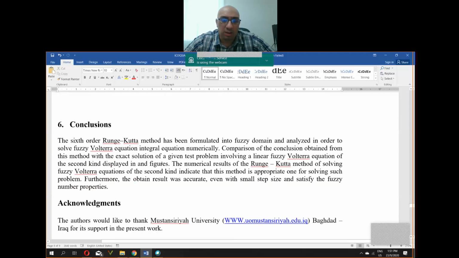The method has been successfully implemented and defuzzified under fuzzy set theory definitions to be suitable to solve the fuzzy Volterra integral equation of the second kind. The numerical example displays the comparison between the exact solution and the numerical solution by our proposed method, and the results satisfied fuzzy set theory and fuzzy number theory. This method can be modified to solve systems of fuzzy Volterra integral equations in the future, or Fredholm integral equations in linear and nonlinear form.